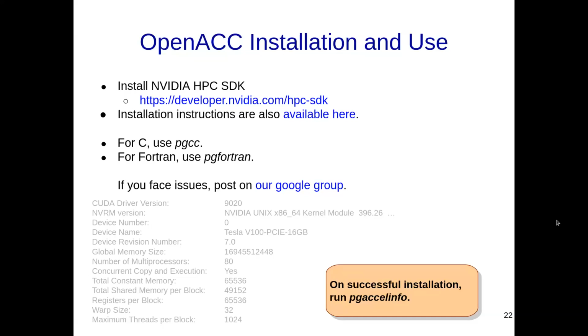So the bottom line here is that if your installation of OpenACC is successful, then pgaccelinfo should show you some of this information properly.